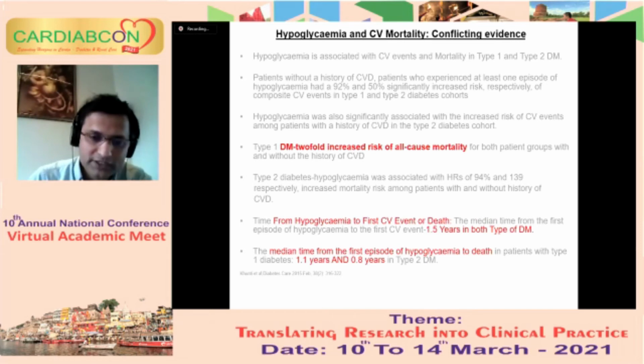But what is more alarming is that if you look at the time from first hypoglycemia to cardiovascular event, it was about 1.5 years in both types of diabetes. And if we look at the median time from first episode of hypoglycemia to death, that also remains about 1.1 years in type 1 and relatively less, 0.8 years in type 2. But I feel that is more like an underestimation rather than the true picture.